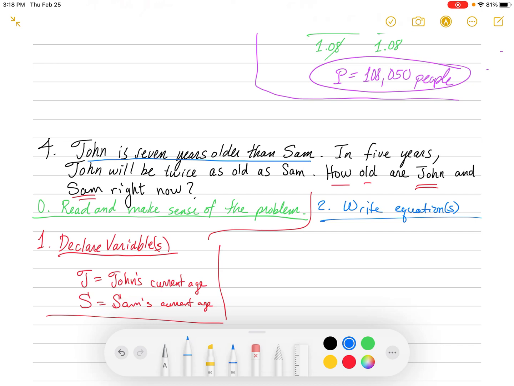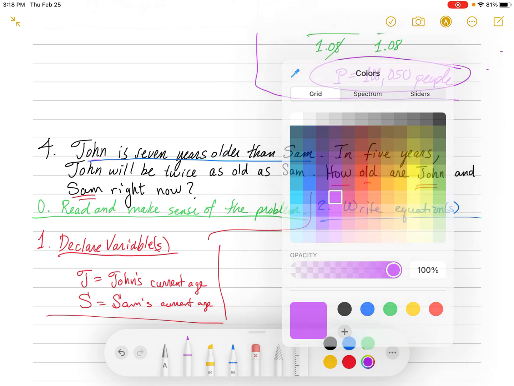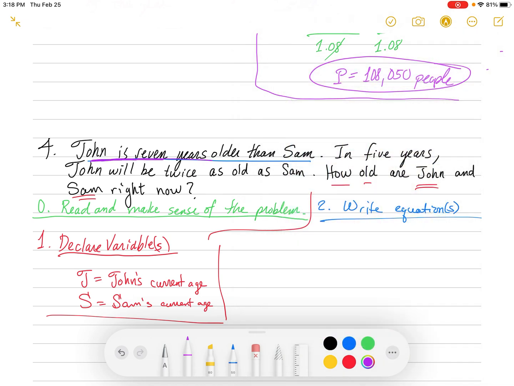So this first equation is going to come from the first sentence. I'll put it in a purple color. It's going to be equation 1. So right now, John, that's J, John's age, is 7 older than Sam. So that's Sam plus 7, right? 7 older than Sam is Sam plus 7. That's current.